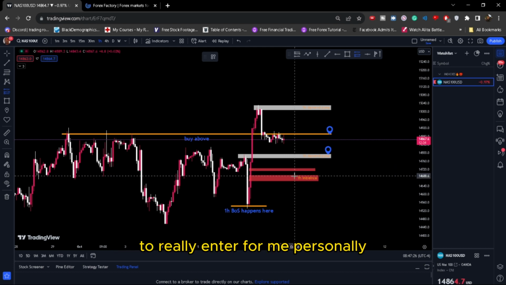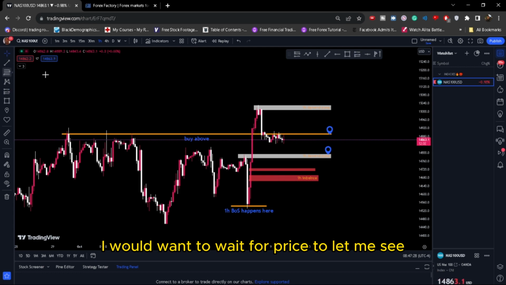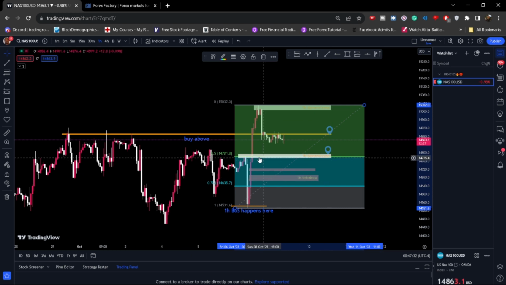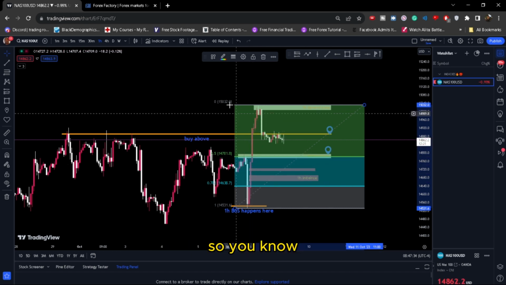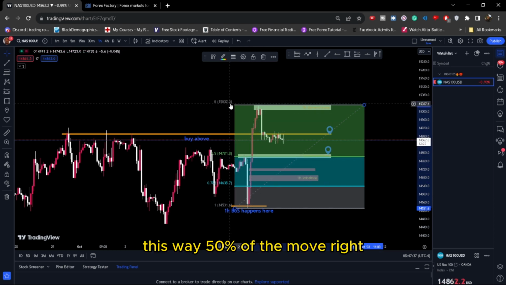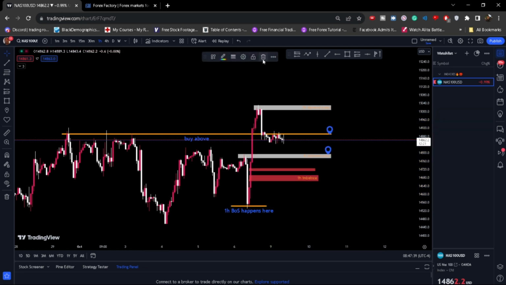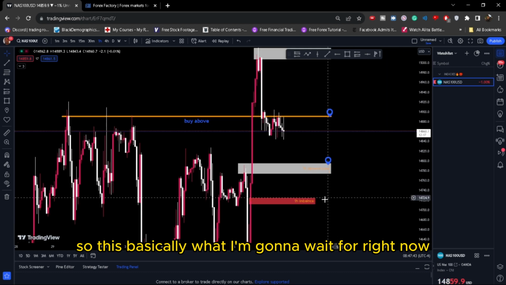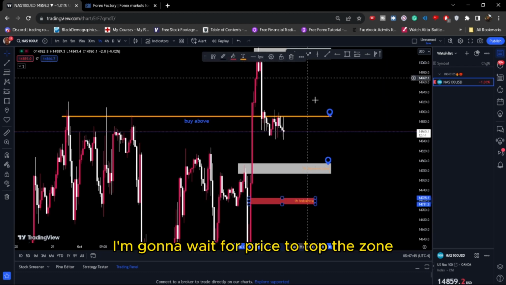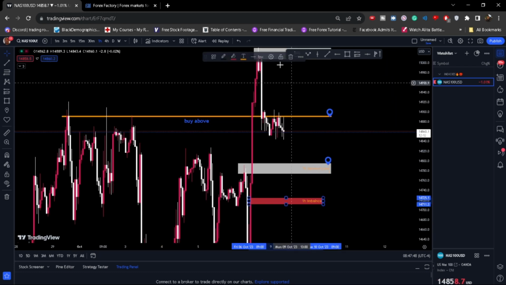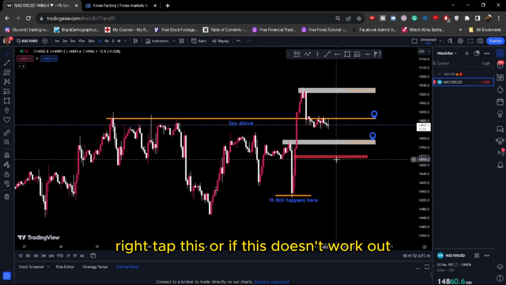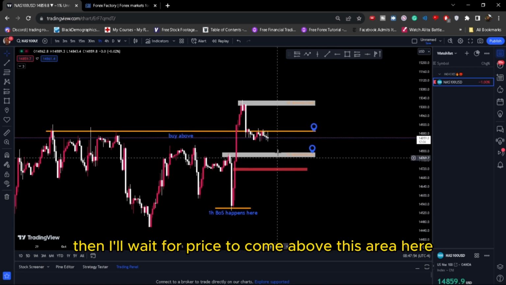But me personally, I would want to wait for price to, let me see, let's look at the fibs real quick. Boom. So the fibs is around here. So this is already 50% of the move, right? So if that's the case, I'd probably wait for price to tap this zone here. So this is basically what I'm going to wait for right now. I'm going to wait for price to tap this zone, right? Tap this zone.